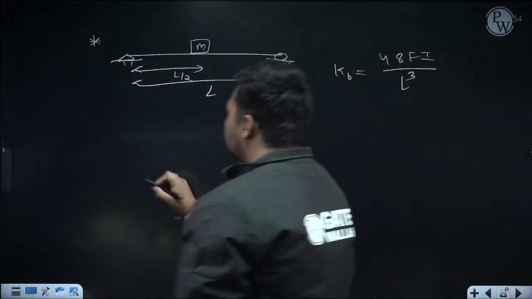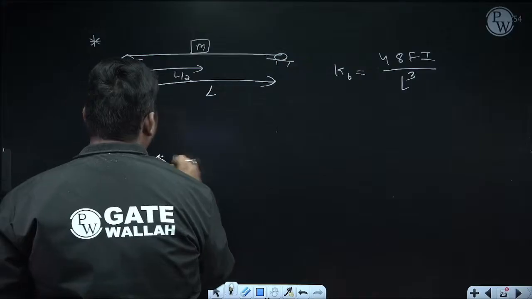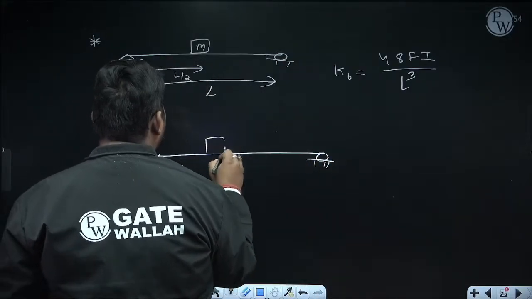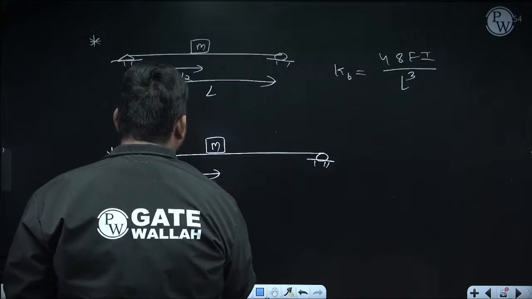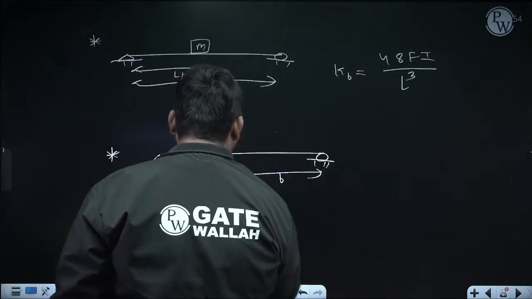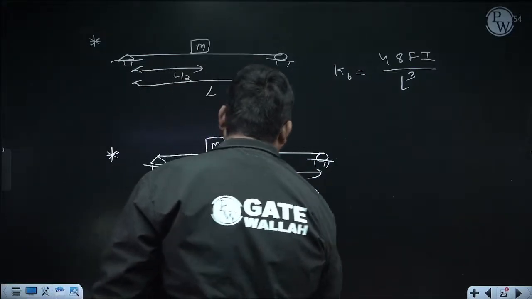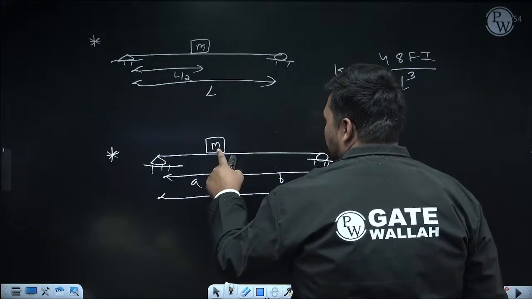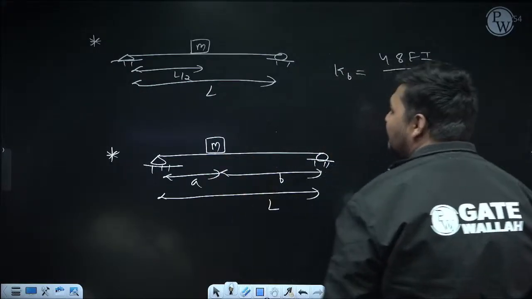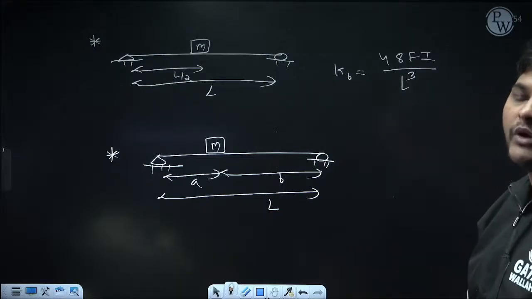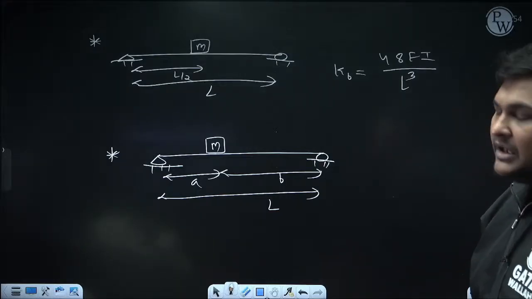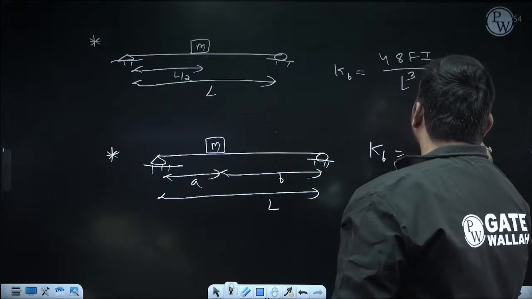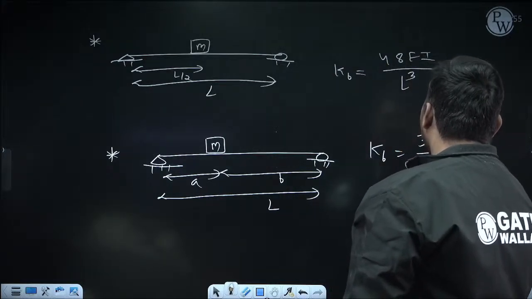Similarly, in a simply supported beam, if the rotor is not attached at the center, the distance from one support is suppose A, from the other support it is B, and the distance between both supports is L. Now if we apply a concentrated load P at this point, then the deflection of the same point will be P A square B square upon 3 EI L. So bending stiffness will be 3 EI L upon A square B square. Very easy.